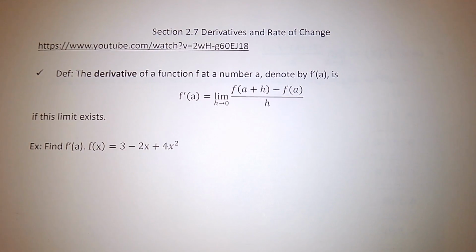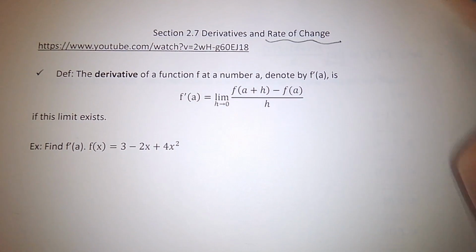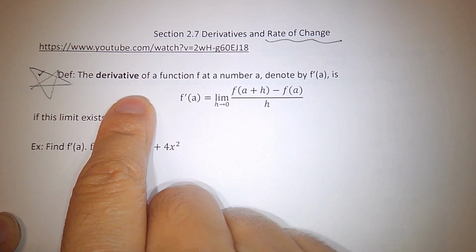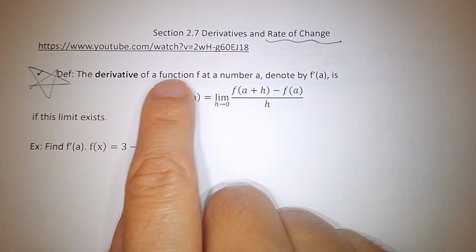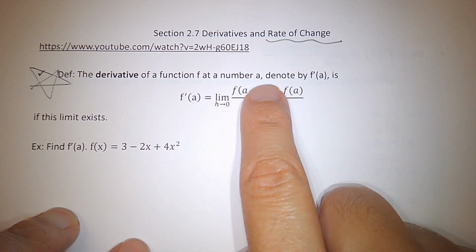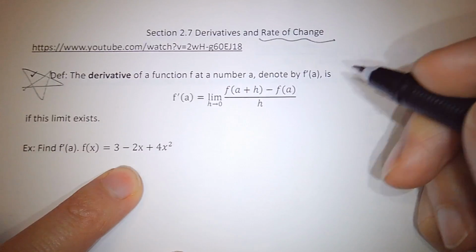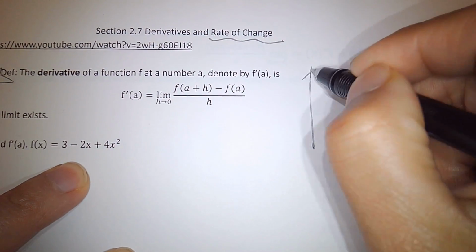2.7 derivatives, and later we'll talk about the rate of change. So the definition of the derivative, we just watched the video. The derivative of function f at the number a, denoted by what? f prime of a is like this. So if we draw the picture, we draw it again.